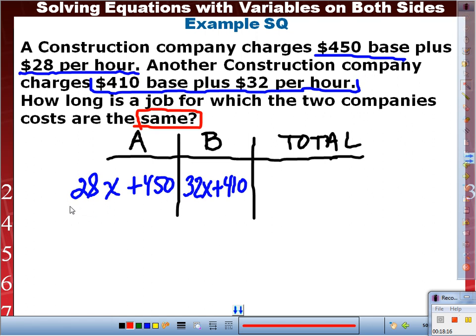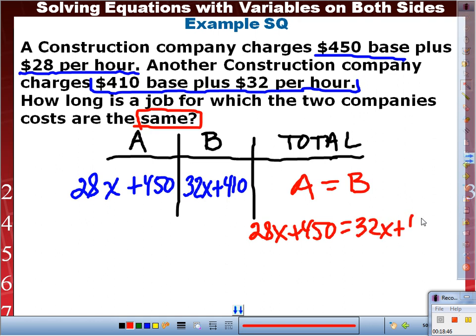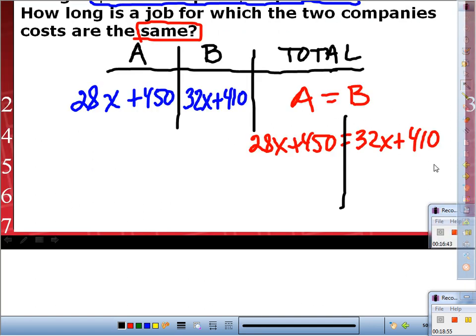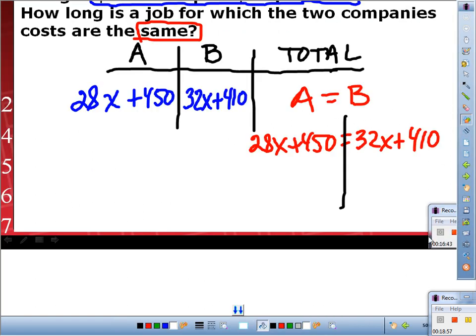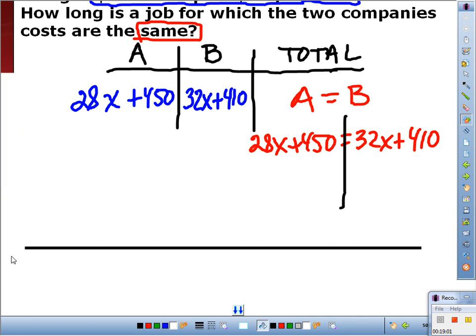So that means this company equal to that company. Does everyone understand? Company A when it's equal to company B. So what am I going to write for company A? 28x plus 450 equal to what? 32x plus 410. Do we know what to do from there? All right, finish it off, please. So like that we can find out how many hours it's going to cost for them to cost the same. And I'll call on someone. If they get it, we're done. If not, we do one more.